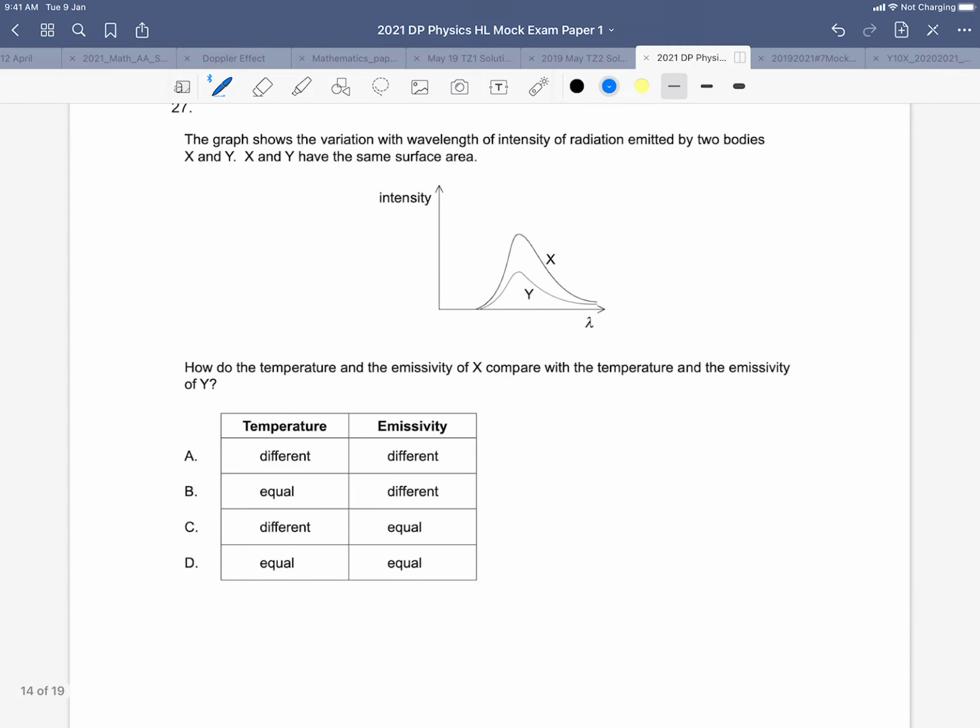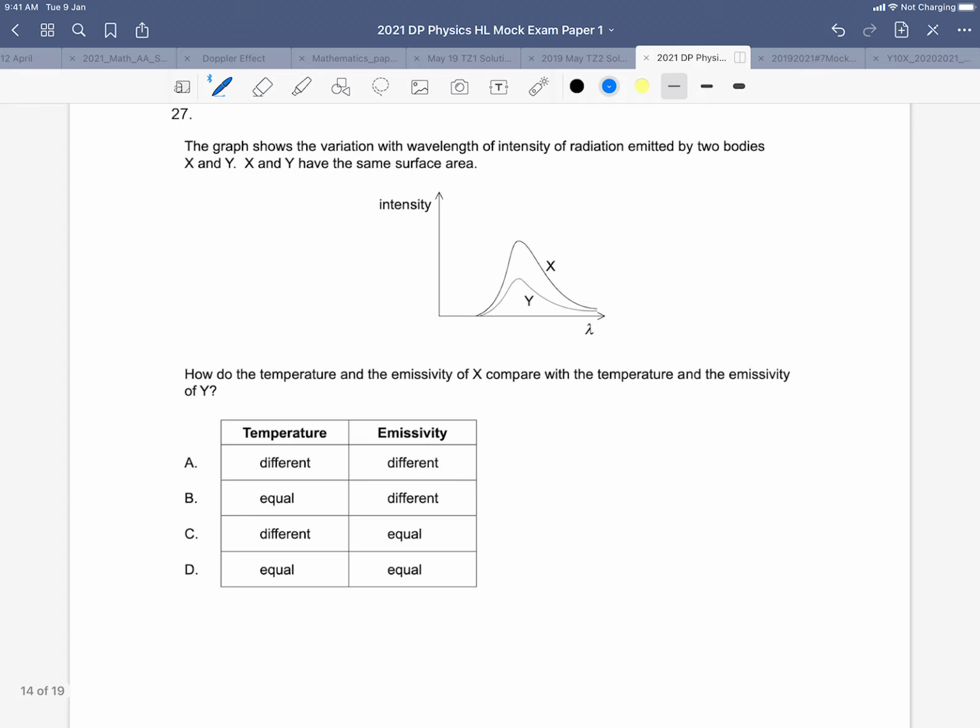Okay, so Stefan-Boltzmann's law, right? So we have these black body curves here, and they have the same surface area and so on. Now what you should really notice here is that we have these two peaks, but those two peaks seem to be at the same wavelength. Well, that means the temperature can't be different, because the peak wavelength depends on the temperature, right? It's inversely proportional to the temperature. So the temperature cannot be different. We have equal temperatures here for X and Y.